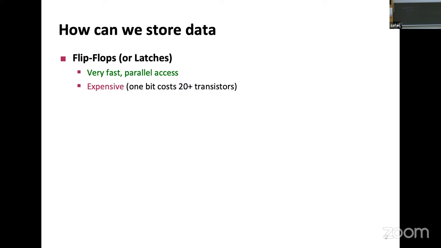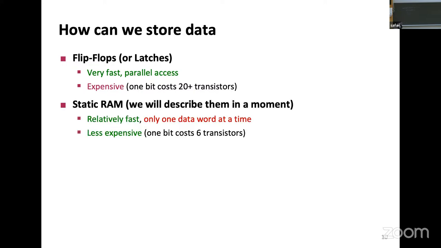And we are very hungry for data. We need to store them somewhere. So we don't like it so much that we need to spend so much space. So our first solution is what we call static RAM, RAM for random access memory. And we will talk about that quite a bit in the next 40 minutes or so. These guys are relatively fast. And the great story is they are less expensive. 1 bit will cost us 6 transistors. So we went from 20, 24 something to 6. 4 times savings, meaning that I can put 4 times more data into the same area.